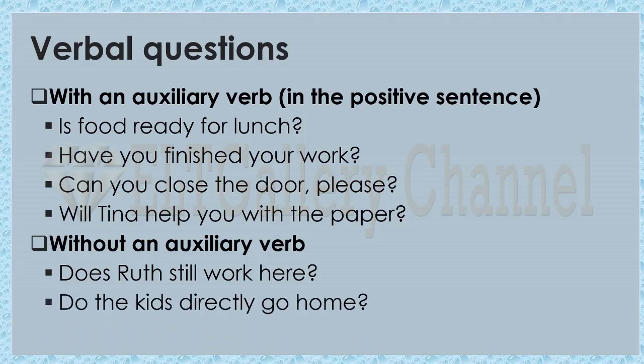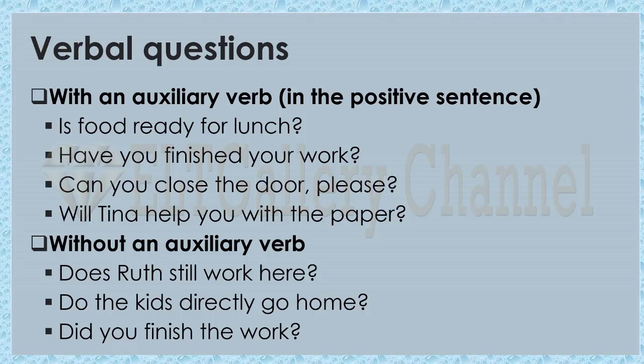And then we have, do the kids directly go home? The kids directly go home. That's the positive sentence. And then in the verbal question, we need do because it does not have an auxiliary verb. Do the kids directly go home? And then, did you finish the work? So, you finished the work. And then the question is, did you finish the work? We need did here because it does not have an auxiliary verb.